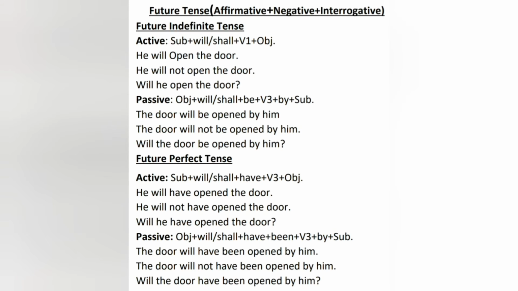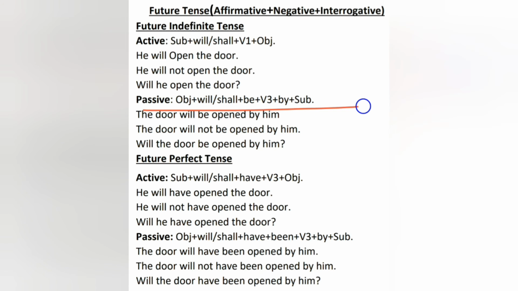Next tense we have is future indefinite tense, and the active methodology for making affirmative sentence is subject, will, shall, first form of verb, and object. For example, he will open the door. But when we make negative form of it, we'll add a not between subject, will, shall, and first form of verb. He will not open the door. And the interrogative form would be, will he open the door?